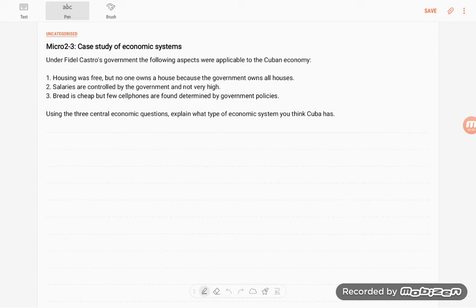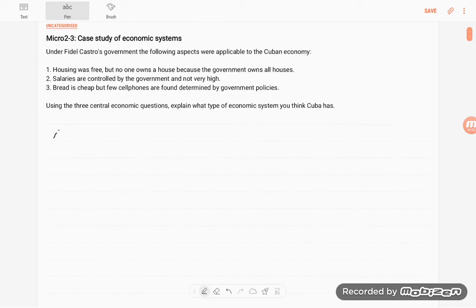So the first thing is that the question asks you to refer to the three central economic questions. So we have to answer those. Remember, the first question is what goods and services are produced. In Cuba's case, we know that it is bread, but no cell phones.